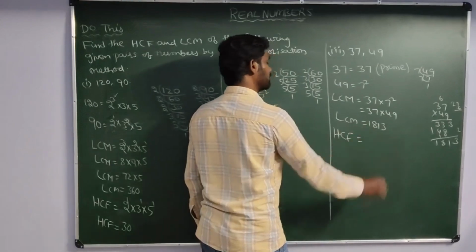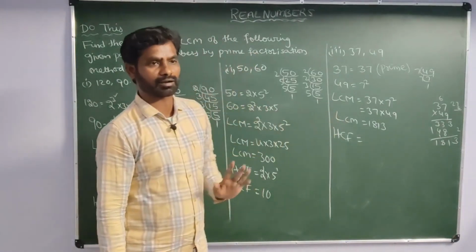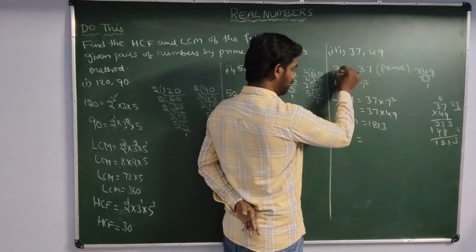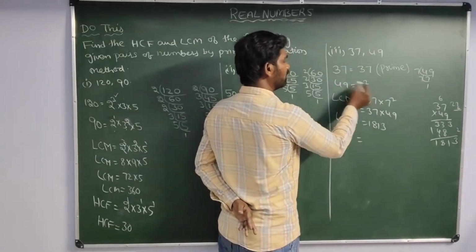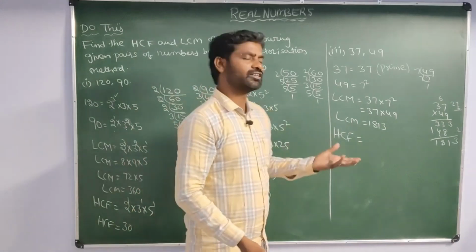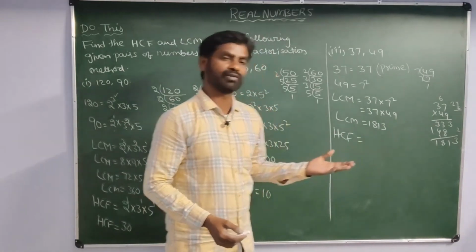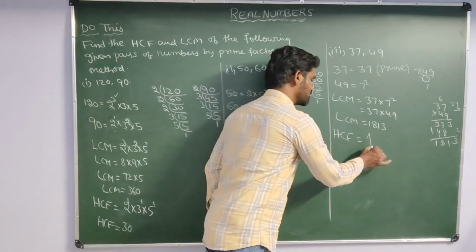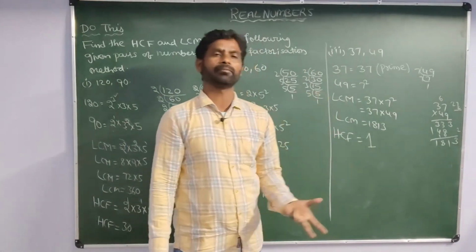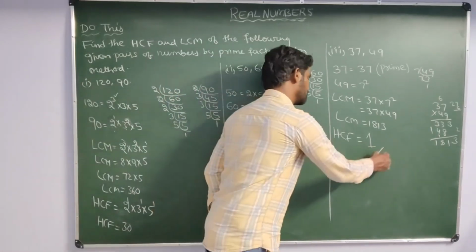Next, we have to find HCF. What is HCF? What I said, we have to take only the common numbers, or common primes, from both the numbers. So in 37, 37 is there. In 49, 7 square is there. There is no common number. When there is no common prime from the given numbers, then its HCF is always 1. So what is the HCF? It is 1. Or when two prime numbers are given, then its HCF is always 1. Okay. This is your answer.